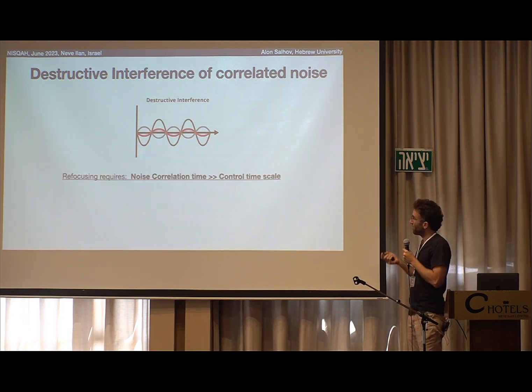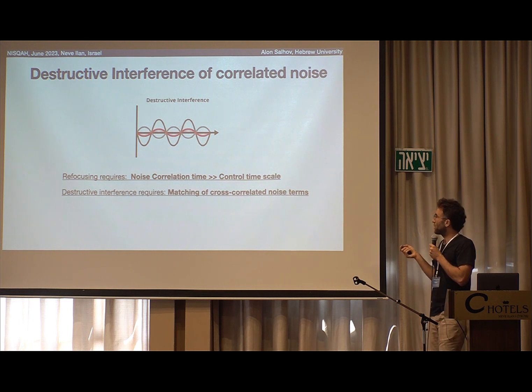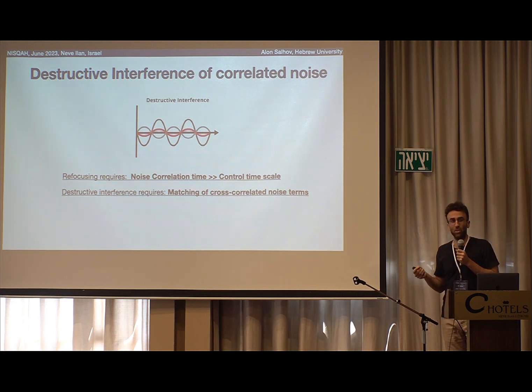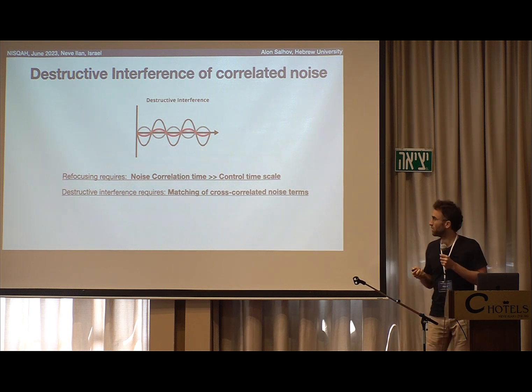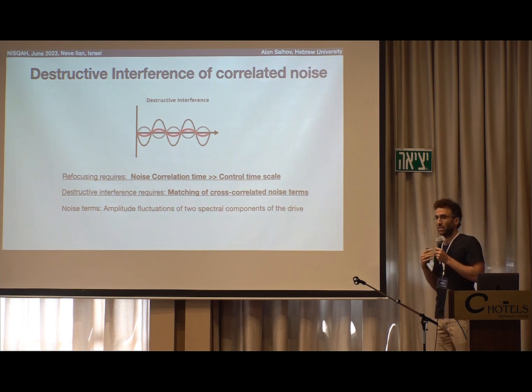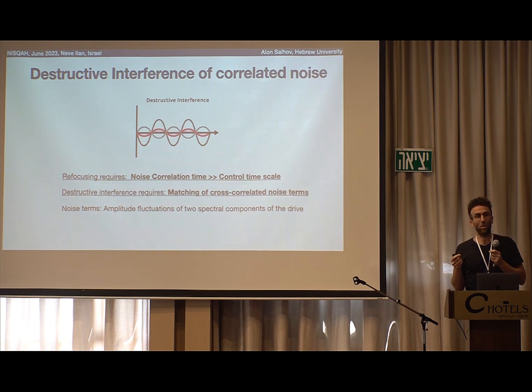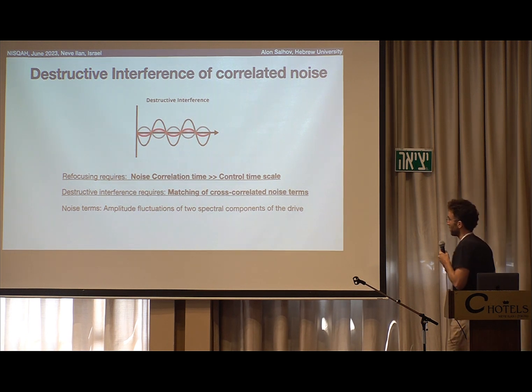And if dynamical decoupling or refocusing requires that the noise correlation time is long, destructive interference requires that we have some cross-correlated noise terms and that we can somehow match them and destructively interfere them. So we're going to exemplify this principle by looking at a scheme of driving a qubit with two control fields. And the cross-correlated noise terms are going to be the amplitude fluctuations of these two control fields.